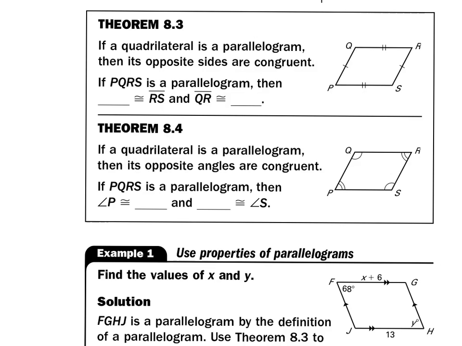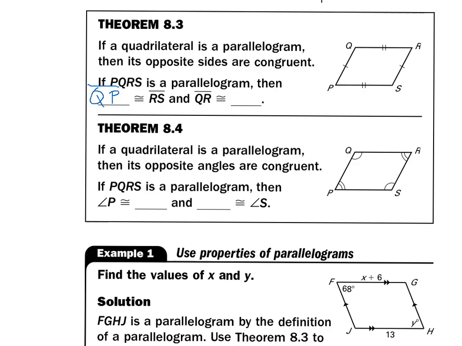Theorem 8.3. If a quadrilateral is a parallelogram, then its opposite sides are congruent. And remember, congruent means equal in length and shape. So if PQRS is a parallelogram, then RS is congruent to QP. I put the little line over it because we're talking about the segments.